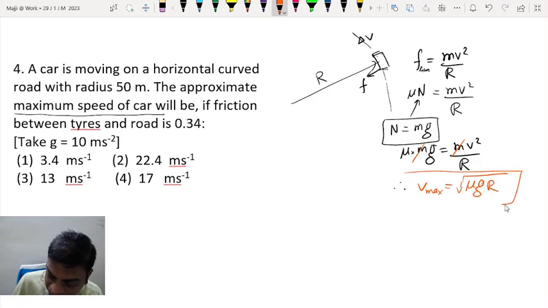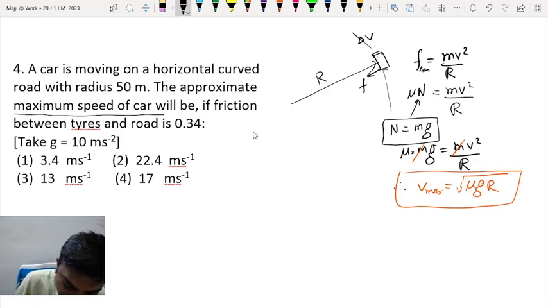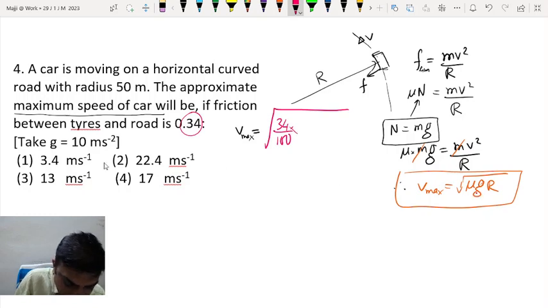You have to memorize this result, so that straight away you can apply this formula. So coming to this situation, V max will be under root mu. What is mu? Frictional coefficient is 34 by 100. Then g they have given as 10. Even if they don't give, you have to take it as 10 itself, so that you are able to calculate it quickly. And the radius is 50.